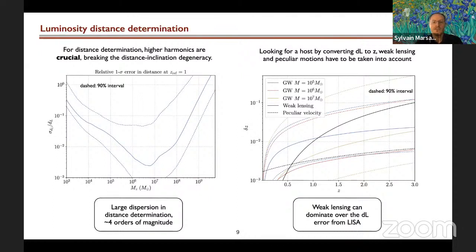You can do the same exercise for the distance determination that enters the volume error determination, the localization of the source. You get the same kind of large dispersion by four orders of magnitude when you randomize over everything. It's important here to note that the gravitational wave error is not the only one. If you want to convert luminosity distance to a redshift, you also have to take into account weak lensing effects and peculiar motion effects. And this is illustrated on the right. You can see the different curves correspond to different masses with their spread. And you can see that in a vast part of the parameter space, the weak lensing luminosity distance error actually dominates over the LISA error. So this is absolutely crucial to take into account.